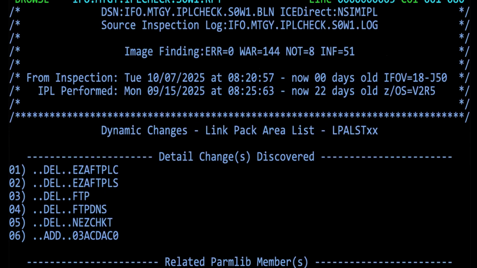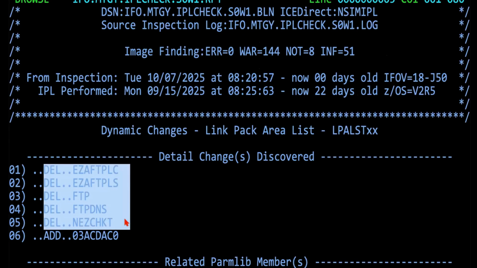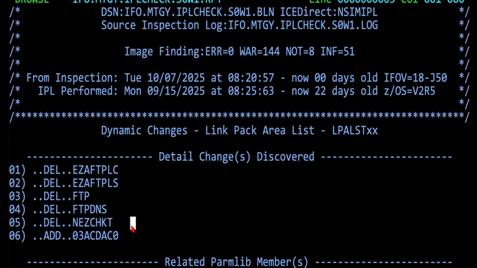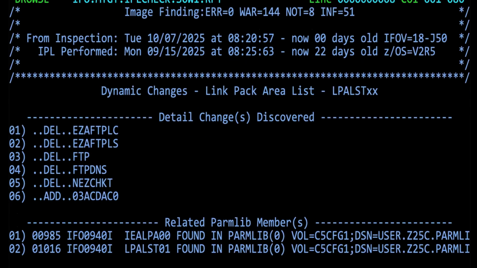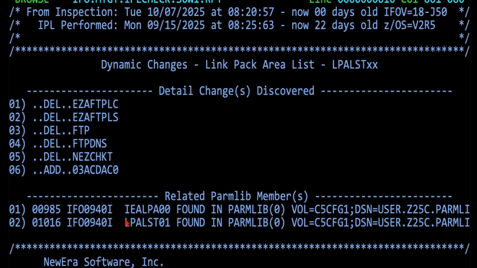Well, here they are. So through some process, one or the other, who knows, 5 modules have been deleted and 1 module has been added. And you might ask the question, to what or where or how? Well, if we page down a little bit, we might get the answer, or at least some clues as to where those changes might have come from, or where we might have to add them or delete them.